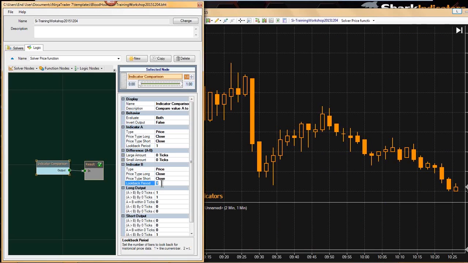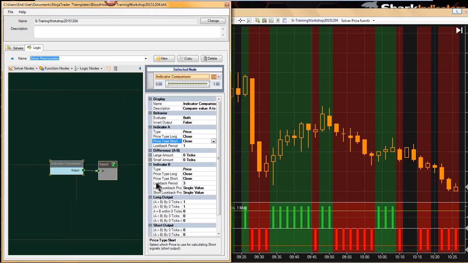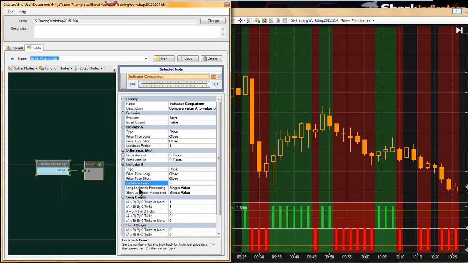Now, you'll notice if you set the look back period to greater than 1, so I'll set it to 3 here, a subset comes down, and then there are even more options down here with the subset. We'll go over all that. We have price type long and price type short, and you can set different prices for long and short. What does long mean, and what does price type short mean? What does this look back mean? We have a long look back processing. What do all these things mean here?